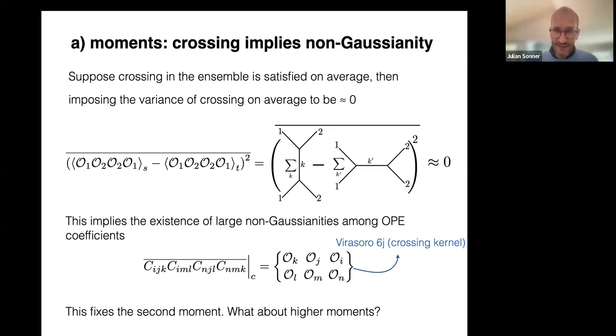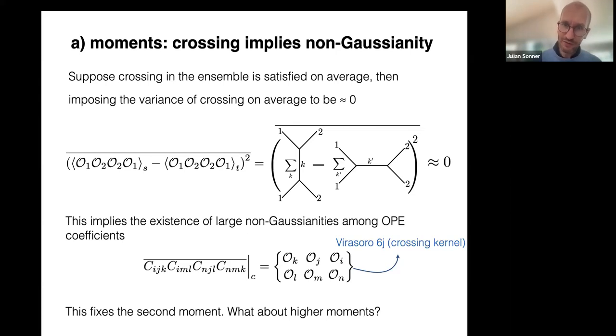So this is actually the exact generalization of the statement I made previously about out-of-time order correlators and crossing invariant 4-point functions for these ETH matrix models. So let's suppose that crossing in the ensemble is satisfied on average, meaning you write the crossing equation, but you don't write the crossing equation for one particular element, you actually average over the entire ensemble.